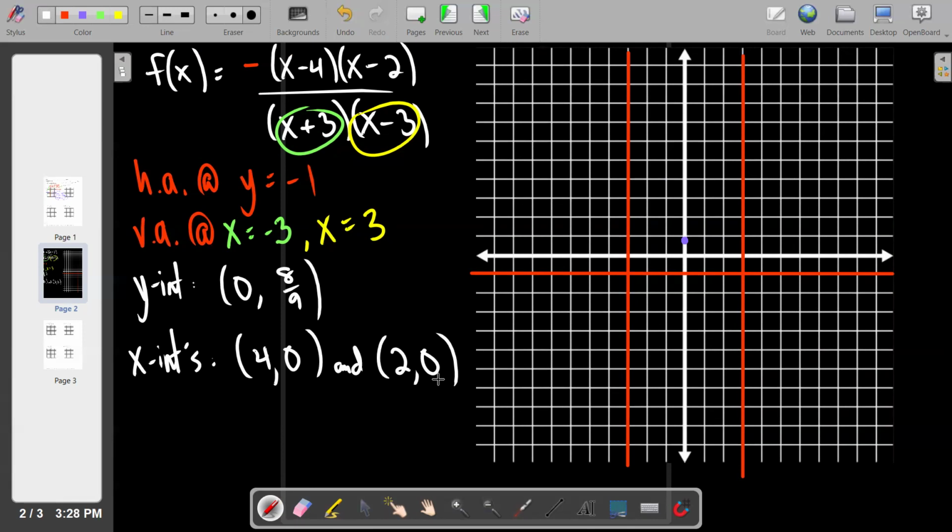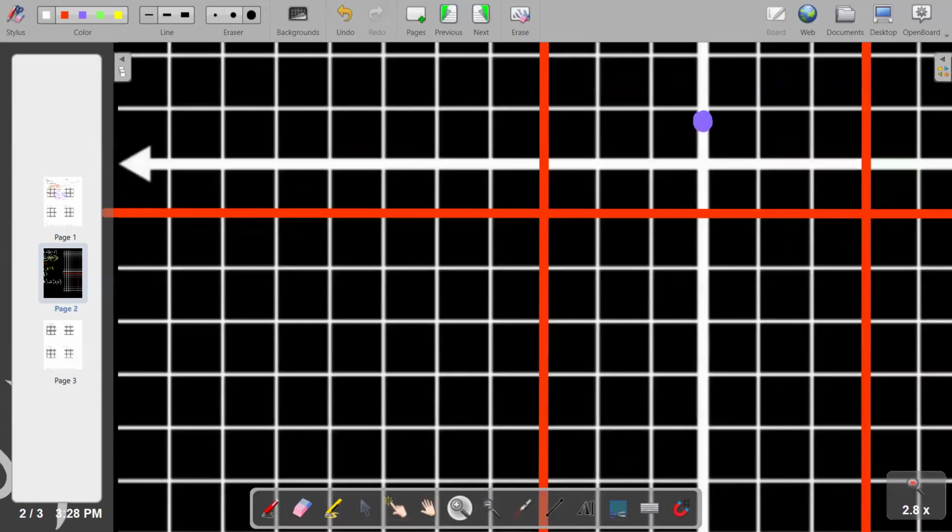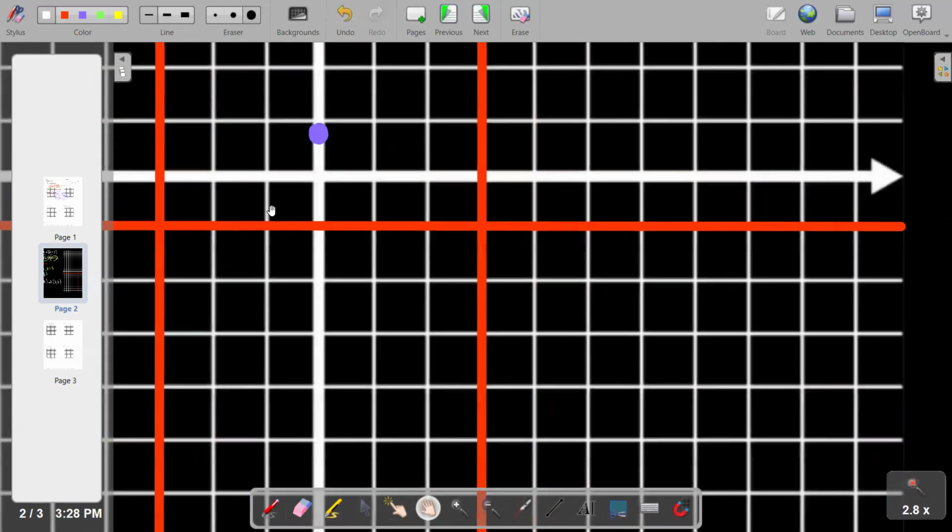And again, I think it's wise to wait on the domain unless you just want to do it. I like to wait. So I'm going to graph my x-intercepts, and I'm going to zoom in a little bit here. I know that there's an x-intercept at 4, 0. So I'm going to go to 1, 2, 3, 4, 0. And I know that the graph will be touching the x-axis at that point. And where was my other x-intercept? Was it at 2? So there's an x-intercept here.